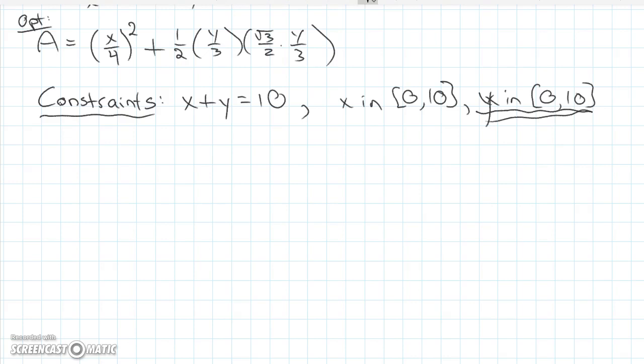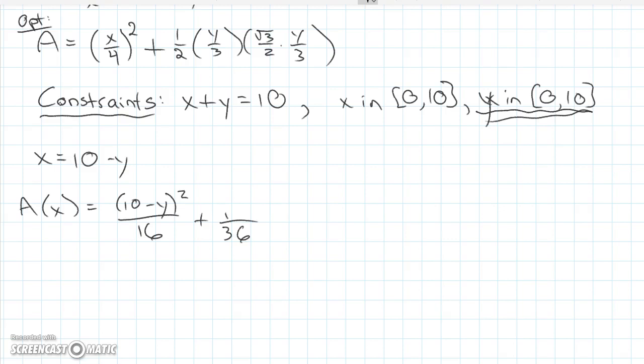So I'm actually going to solve this for, what did I solve it for? I want all my numbers to match, so I have everything pre-computed. Yeah, let's solve that for x. Okay, so let's say x equals 10 minus y. So that means that the area function, just depending on y, is going to be (10 minus y) squared over 4 squared, which is 16. And let's clean up this other part too. In the denominator, we have 6 times 6 is 36. And in the numerator, we have a √3 and a y squared.